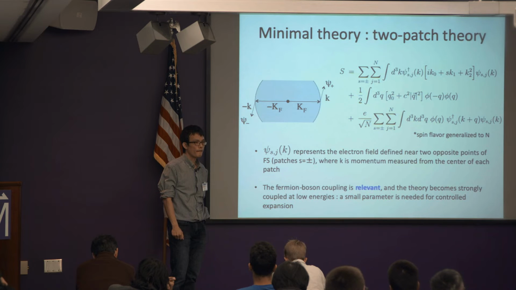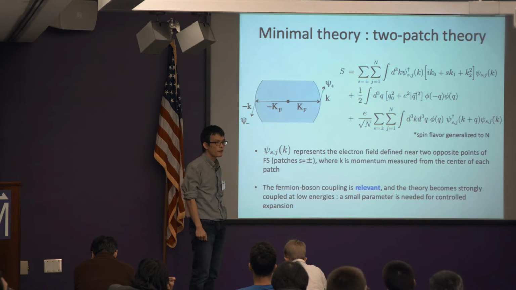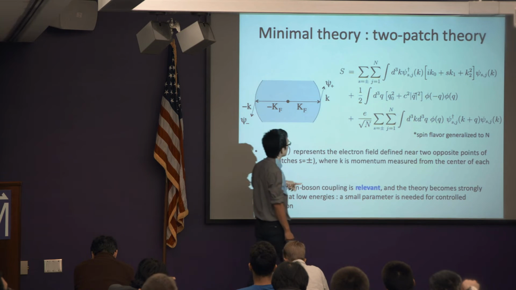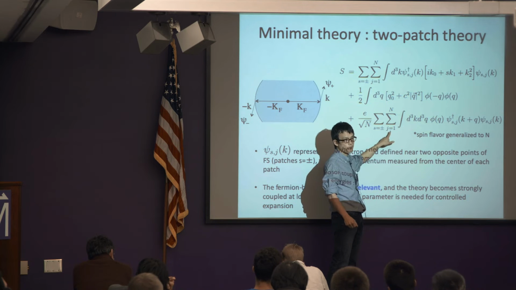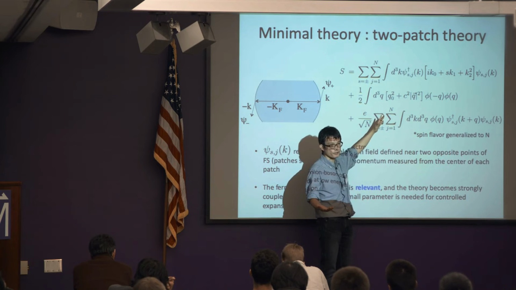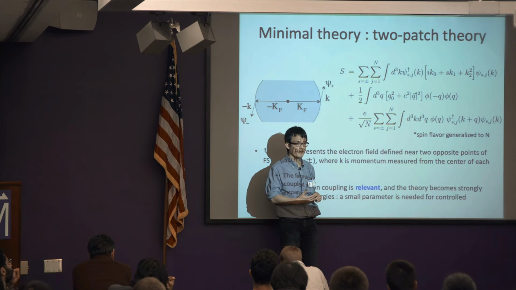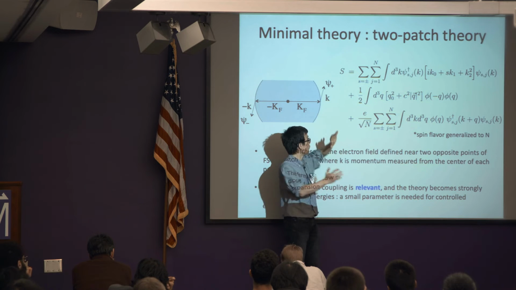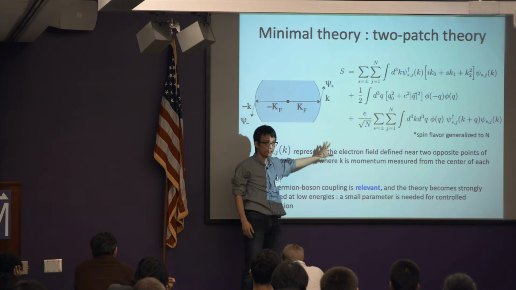Does the index J represent patches for different angles? No, sorry. This J is just a generalized spin flavor. In the original model I have spin up and down, but here I've written a general version with N flavors. So this is a purely internal flavor. And this is only for one patch. The full theory includes all the other patches, which are not written here.